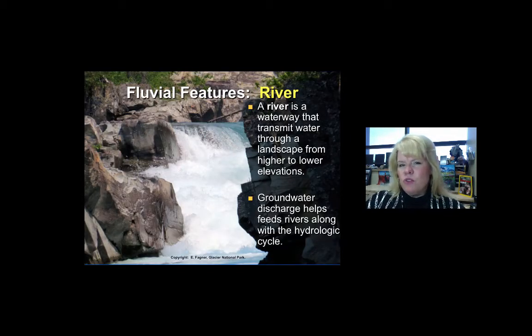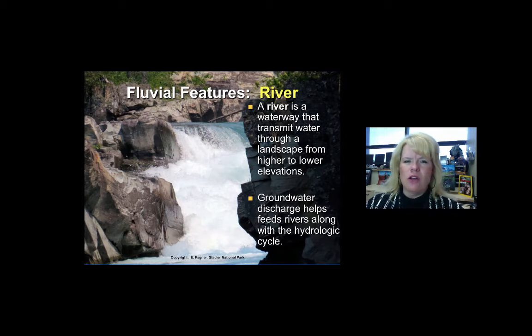So some other terms you'll need to know for this unit. River. You're like, oh, that's easy. A river is a waterway that transmits water from high elevation to low elevation. So you need to think about that because this is actually a highly missed question on the test. Rivers help recharge groundwater, and groundwater actually discharges back into rivers.